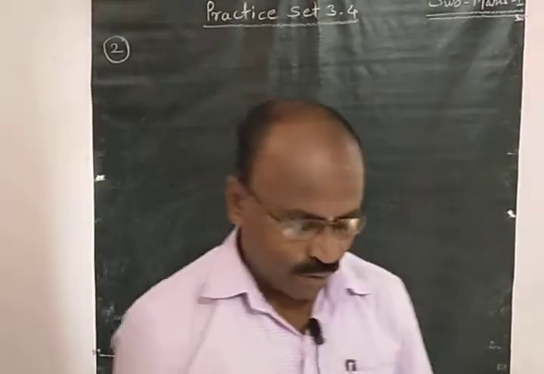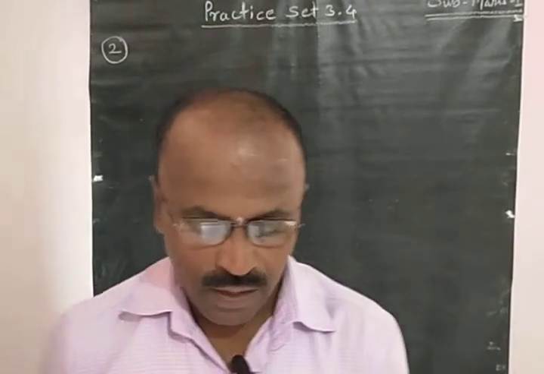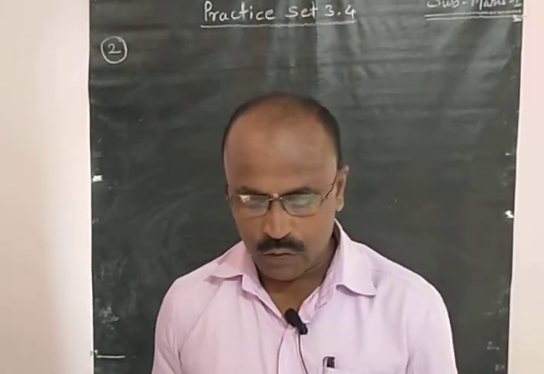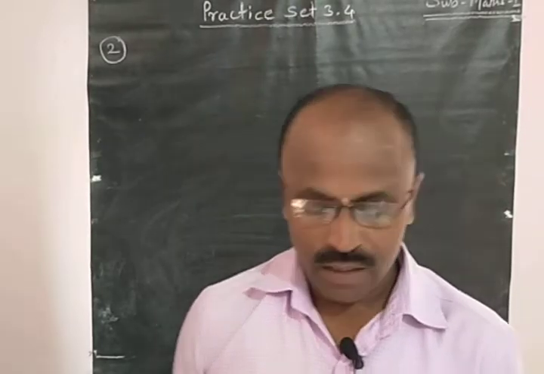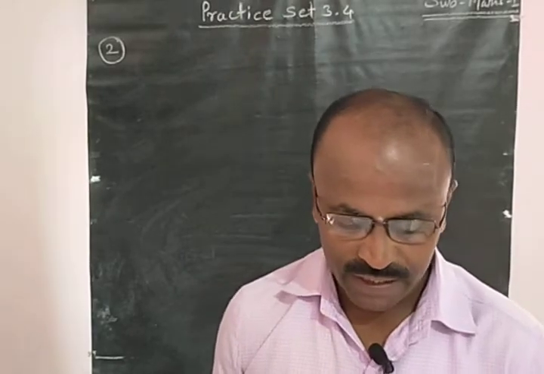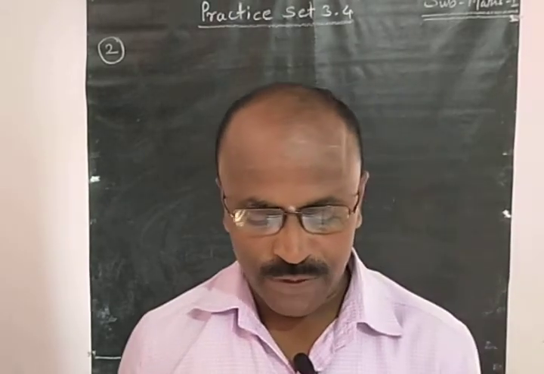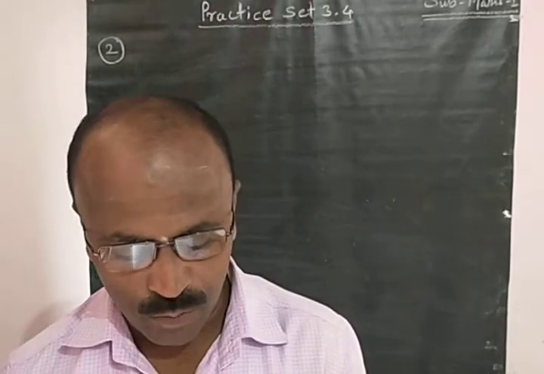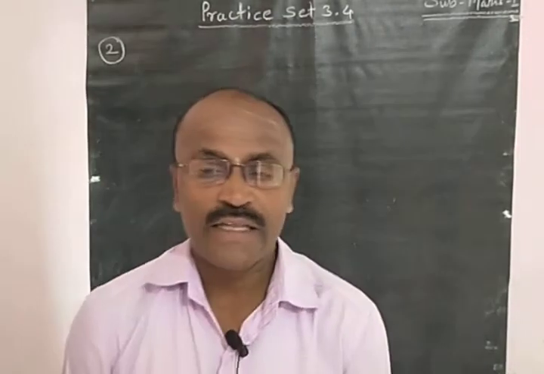Now look at the second question. A man borrows rupees 8,000 and agrees to repay with a total interest of rupees 1,360 in 12 monthly installments, each installment being less than the preceding one by rupees 40. Find the amount of the first and the last installment.